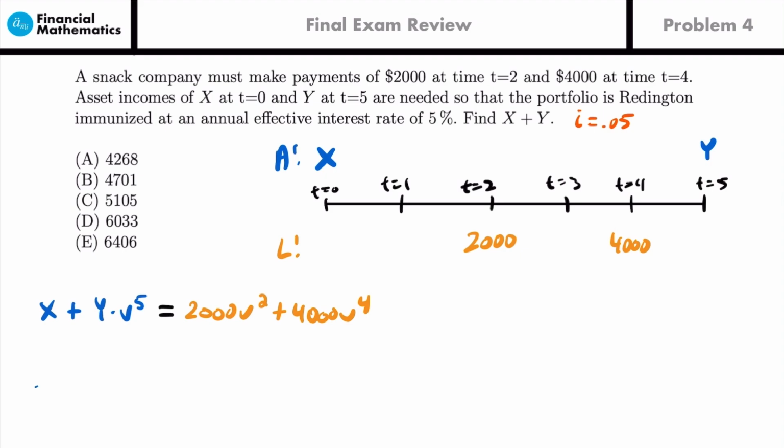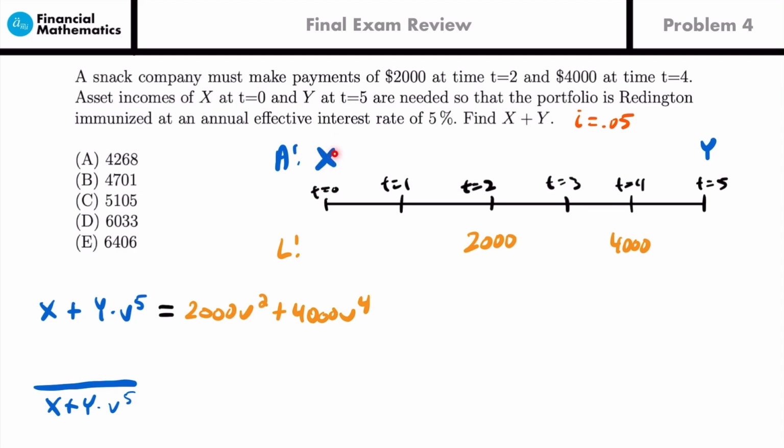But remember that for a Macaulay duration, you have a time-weighted present value divided by the present value. So for the assets, the denominator would just be X plus Y times V to the power of 5. But in the numerator, we would have the same present value, but where each cash flow is multiplied by the time at which they are made, or at which they are received, okay? That's how you calculate a Macaulay duration. Time-weighted present value divided by the present value.